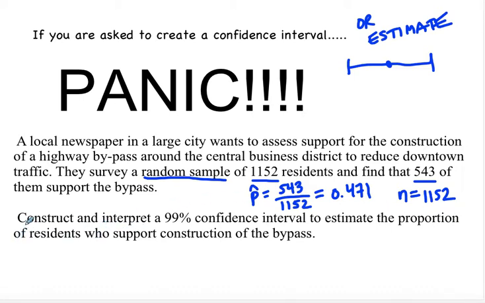Then if we continue reading, it says, construct and interpret a 99% confidence interval to estimate, see what I was talking about when it says estimate, the proportion of residents who support the construction of the bypass. The 99%, that's going to help us with our Z star. So remember from yesterday, whenever we do a 99% confidence interval, the Z star that we need is 2.576. So this is going to come into play when we get to our equation. All right, so that's all the important information, and now we're going to actually write out our PANIC.